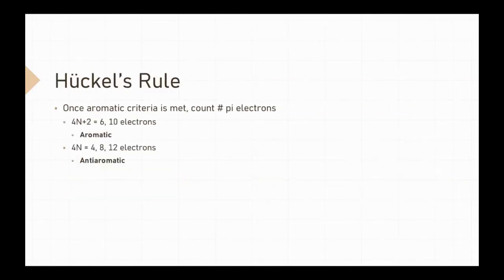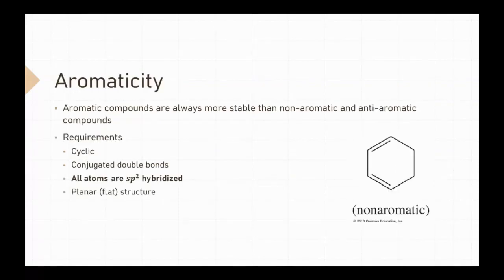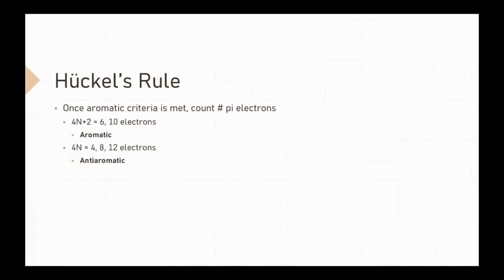Now, once you meet those criteria, you can use Huckel's rule. That's when you do the 4n plus 2, which is 6 or 10, that's aromatic, or 4n, which is anti-aromatic, so 4, 8, 12. You don't do Huckel's rule first and then do your requirements. Remember, you do your requirements first and then Huckel's rule. Okay.